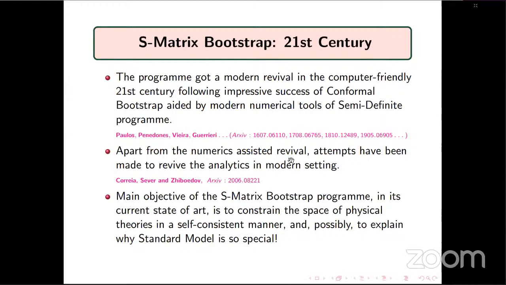The main objective of the current state-of-the-art S-matrix bootstrap program is to constrain the space of physical theories in a self-consistent manner. You start with some basic physical principles like unitarity, analytic structure, which is essentially a manifestation of causality, and possibly other principles, to see where the physically consistent S matrices lie, and possibly to explain why the standard model is so special.